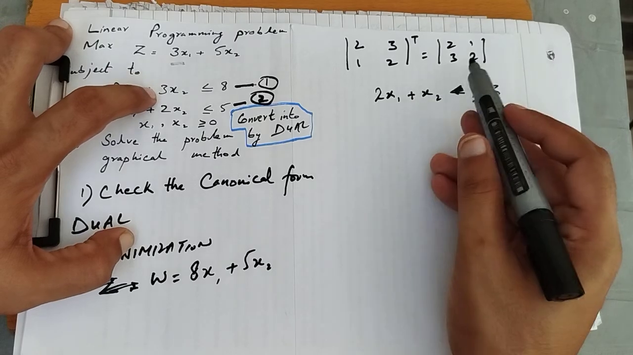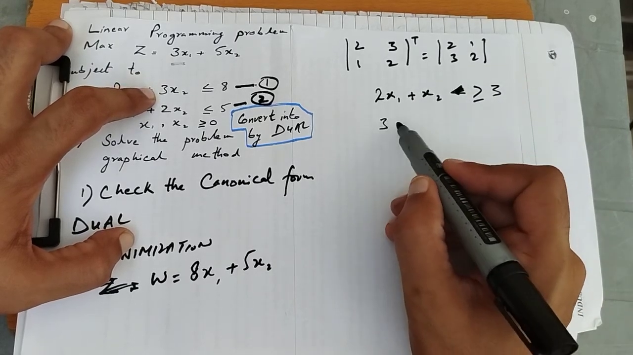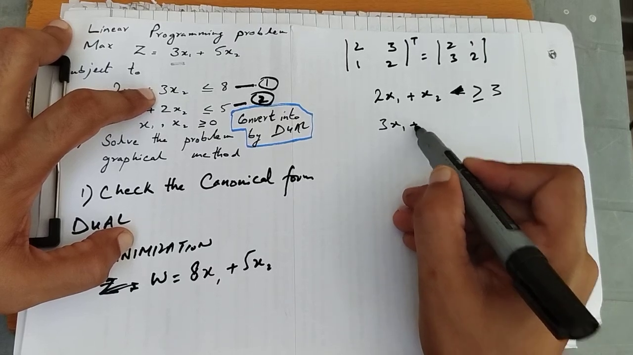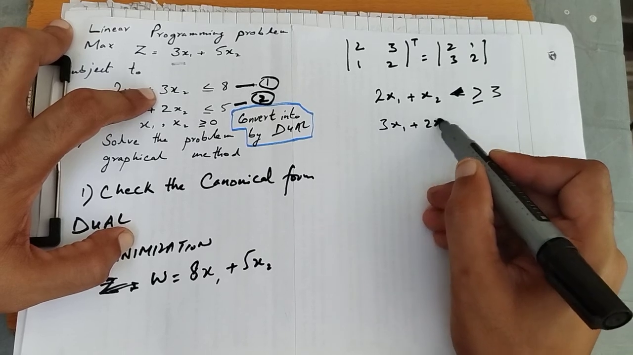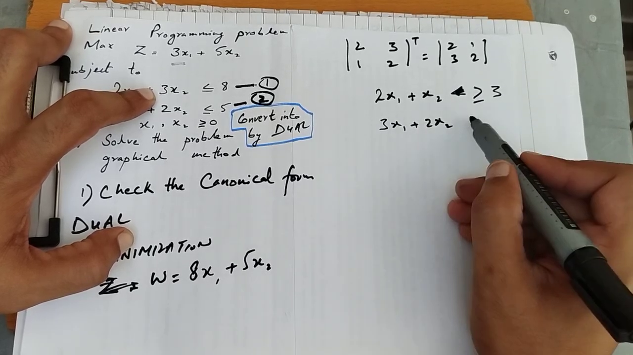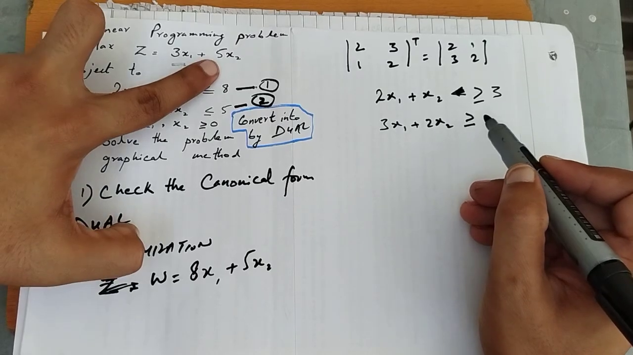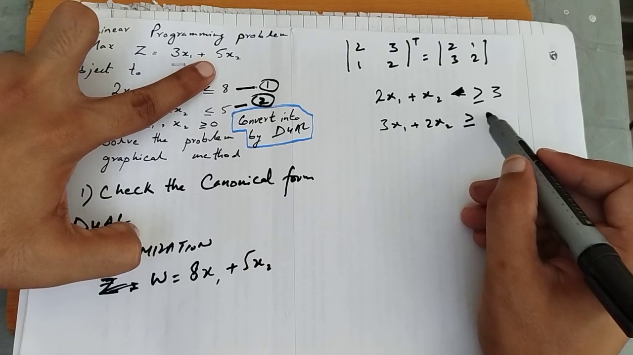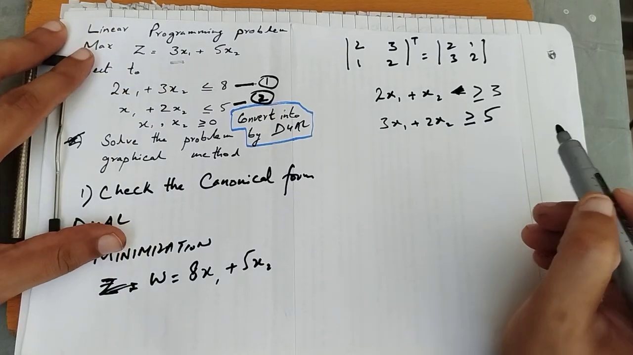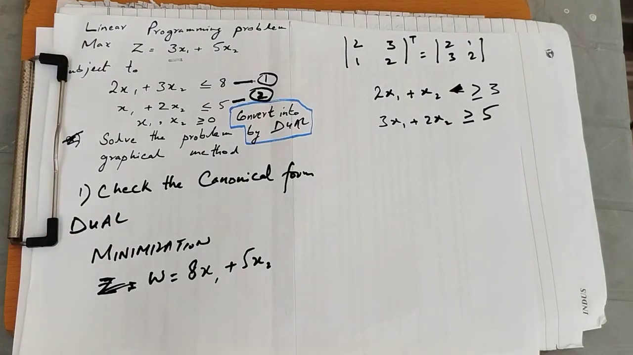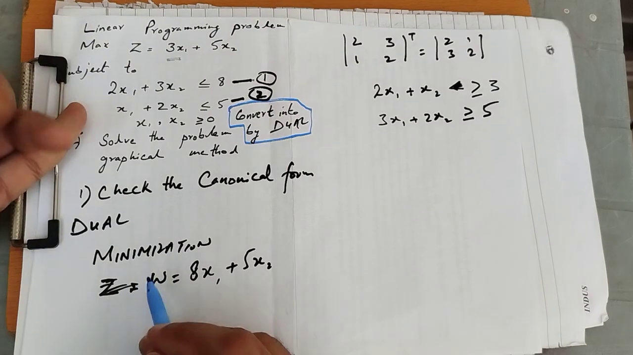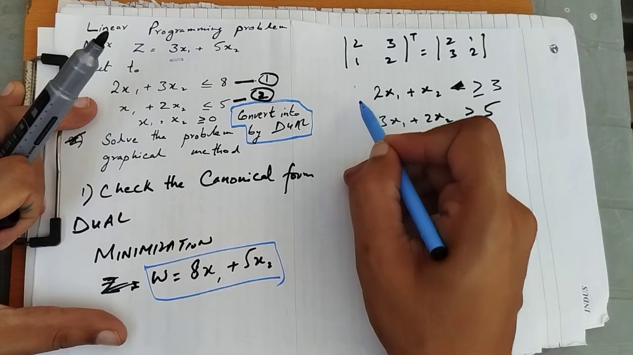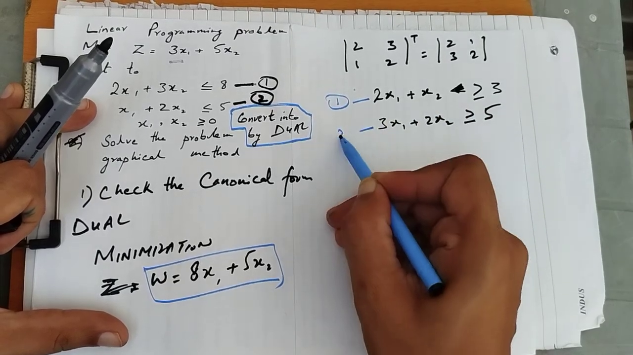So next, what would we do? The next is 3, and the variable is x1, plus 2, the next variable x2, and the inequality would be greater than or equals to, and 5 is the next coefficient of the objective function, so we will take 5. Now we have come up with the minimization objective function, and these are the constraints, the first constraint and the second constraint.